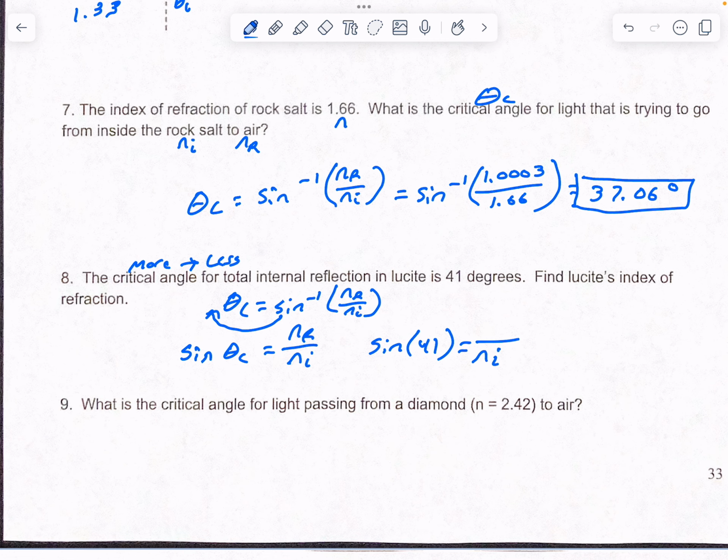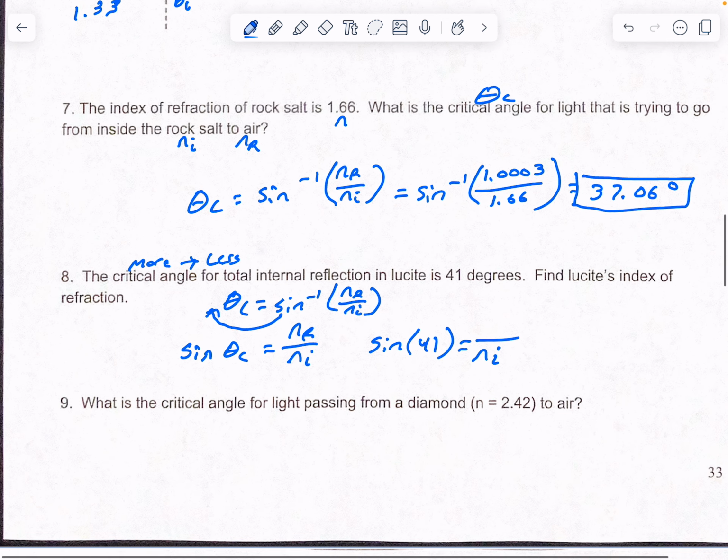Okay, and then Nr has to be the air that you're going to. So remember, Ni is the one you come in with. Nr is the one you leave with. So that means you have to be going to air, which is 1.0003. Okay, so that's where you really need to make sure you know which one's Ni and which one's Nr, because that will definitely give you two different answers.